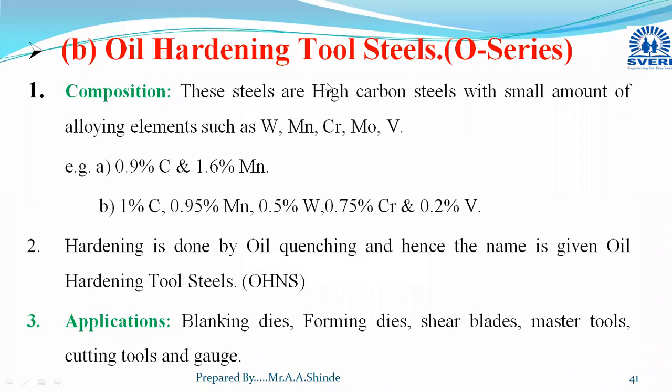Okay, now I will come towards this oil hardening tool steel. This hardening is done with the help of oil quenching, and hence the name oil hardening tool steel. These steels have very good toughness, hardness, and wear resistance, and very little distortion. Hence these are also termed as oil hardening non-shrinkage steels, OHNS.